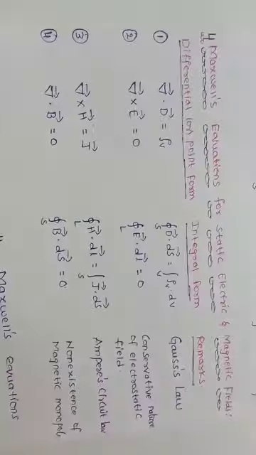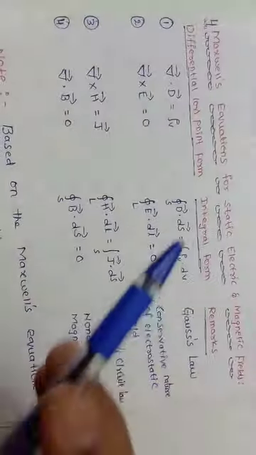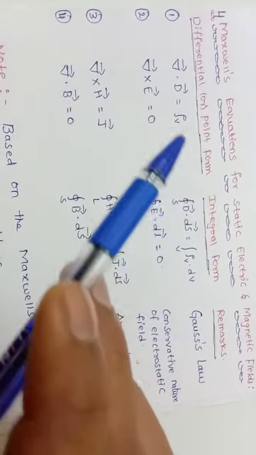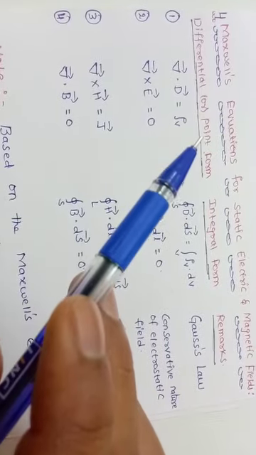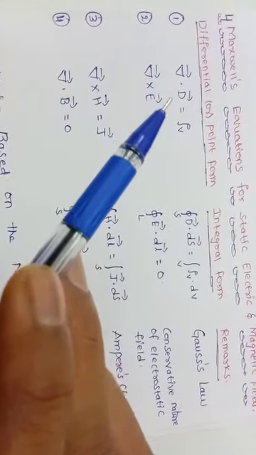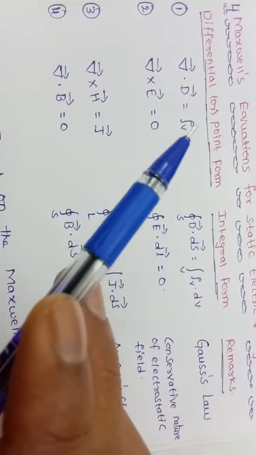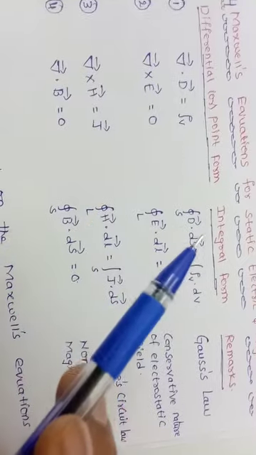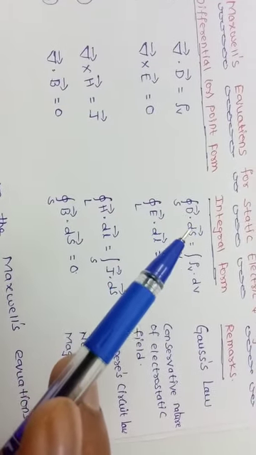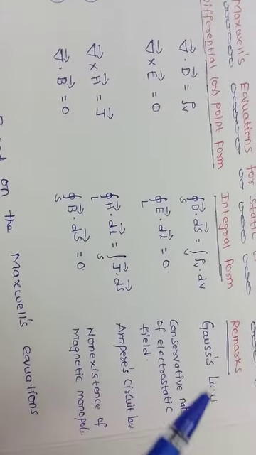Now overall we are going to write the four Maxwell's equations here, what we have derived. Observe very carefully. I have once again made the table: differential form or point form, integral form, remarks. Observe the first Maxwell's equation: the divergence of electric flux density is equal to volume charge density. In the integral form, the closed surface integral of D dot dS is equal to the volume integral of rho v dv. It is derived from Gauss's law.